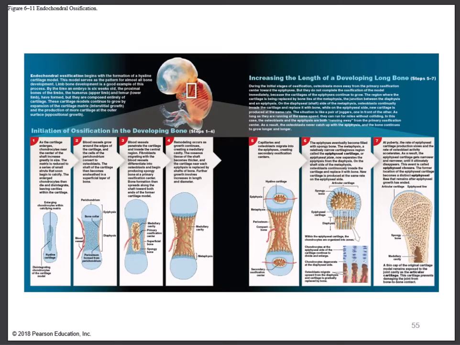So this is an overview slide. This is from the Martini book. You can see the 7 steps here, and we'll go through each one of those steps. But the first 4 steps, this is kind of the initial process of ossification in the developing bone. Then the last 3 steps, right, 5, 6, and 7, this is what's going to allow the bone to increase in length, right, during fetal life and during our formative years. But we'll go through each one of these steps.